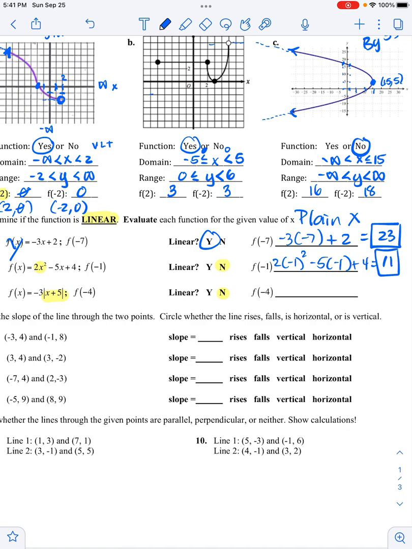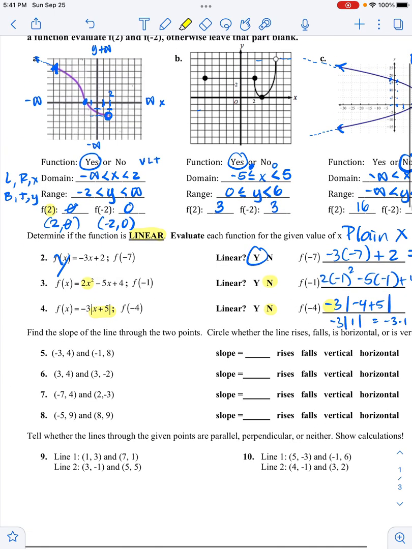On the last one, if you don't know how to put this on your calculator, think it through: negative 3 times the absolute value of 1. The absolute value of 1 we learned in chapter 1 is just how far is that from 0. So it just turns into negative 3 times regular 1. So the answer is negative 3. And you can have an absolute value problem that turns out negative when that negative is on the outside of the bars. Okay, find the slope through the points.